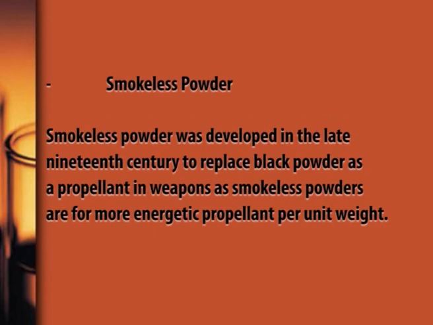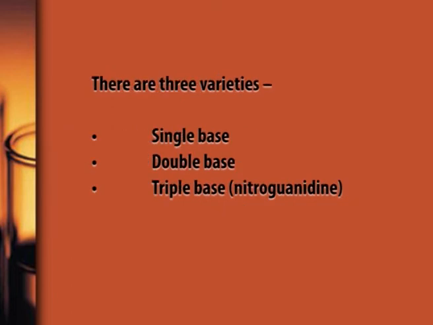After black powder is the smokeless powder. The smokeless powder was developed in the late 19th century to replace black powder as a propellant in weapons, as smokeless powders are far more energetic propellant per unit weight. There are three varieties: single base, double base and triple base, comprising of nitroguanidine. The basic components of the smokeless powder are nitroglycerine and nitrocellulose or gun cotton.